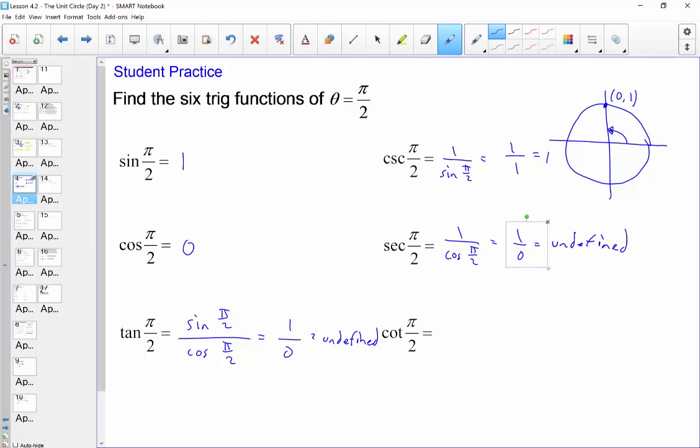And lastly, the cotangent of pi over 2 is equal to the cosine of pi over 2 over the sine of pi over 2. Cosine of pi over 2 is 0. Sine of pi over 2 is 1. Answer is 0.